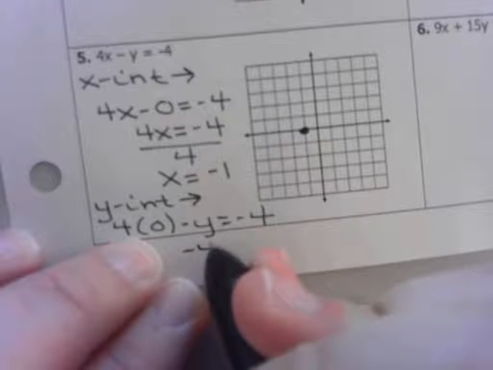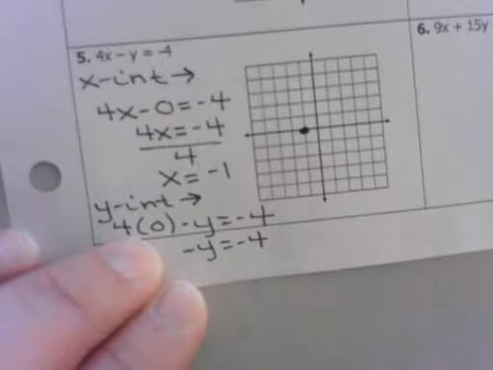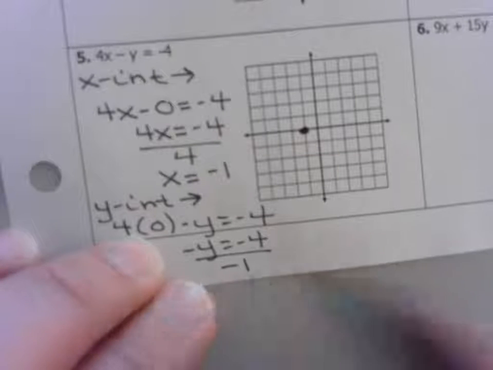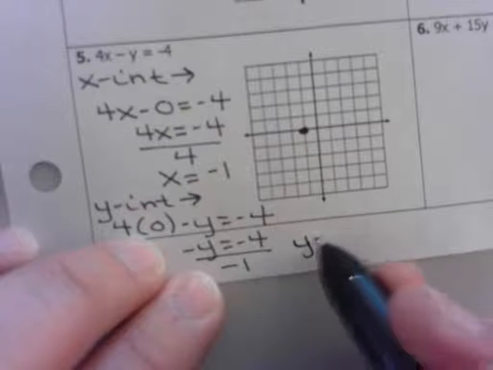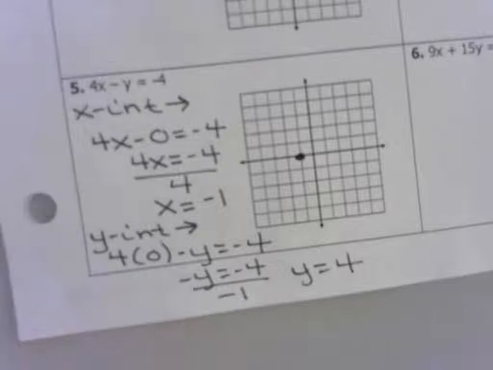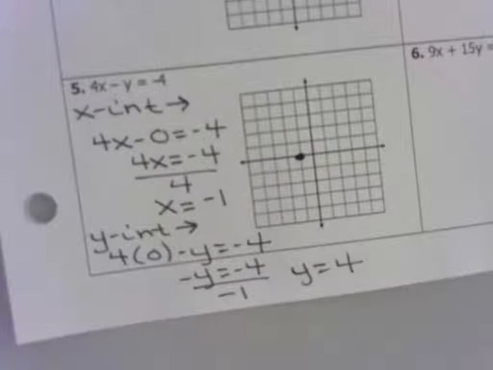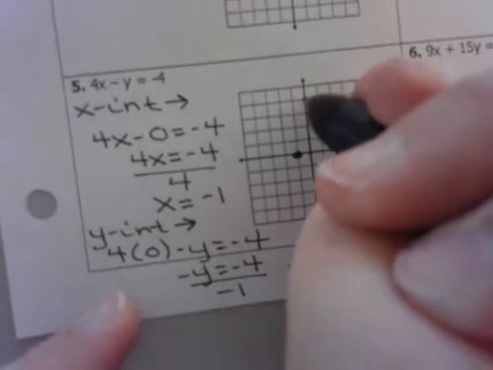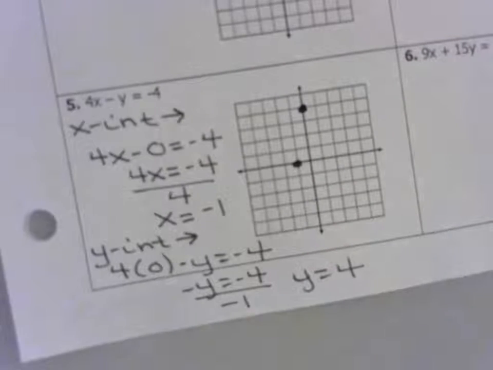I'm left with what? If 4 times 0 is gone, I'm left with what? Negative y equals negative 4. How do I solve this for y? Divide by negative 1. Y is what? 4. So how do I graph a y-intercept of 4? I go up and put a point at 4. Do not make this stuff harder than it is. You guys can all do this.